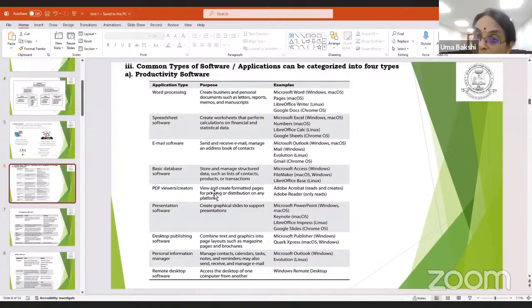Then PDF. You convert the document into PDF and then study about it. Presentation software, desktop publication software, personal information manager, remote desktop. These are all the purposes and examples I have given you here. Then we have application type.